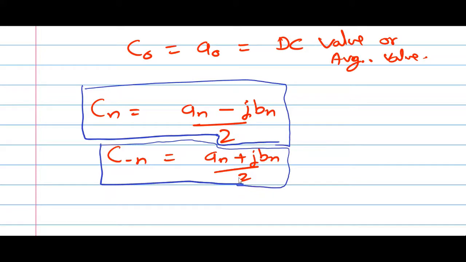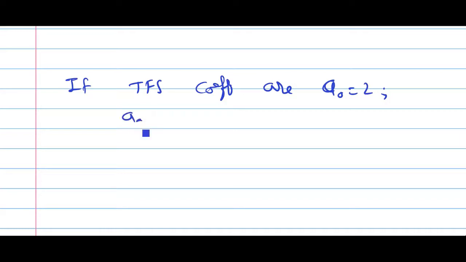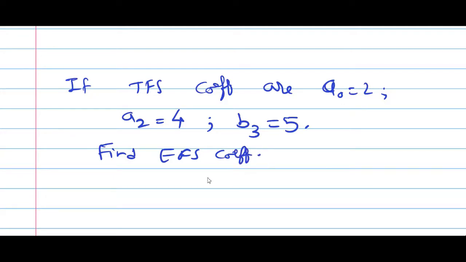So let's look at some questions. If TFS coefficients are A0 equal to 2, A2 equal to 4, B3 equal to 5, find the EFS coefficients. Okay. So C0 will be A0, so it is nothing but 2.